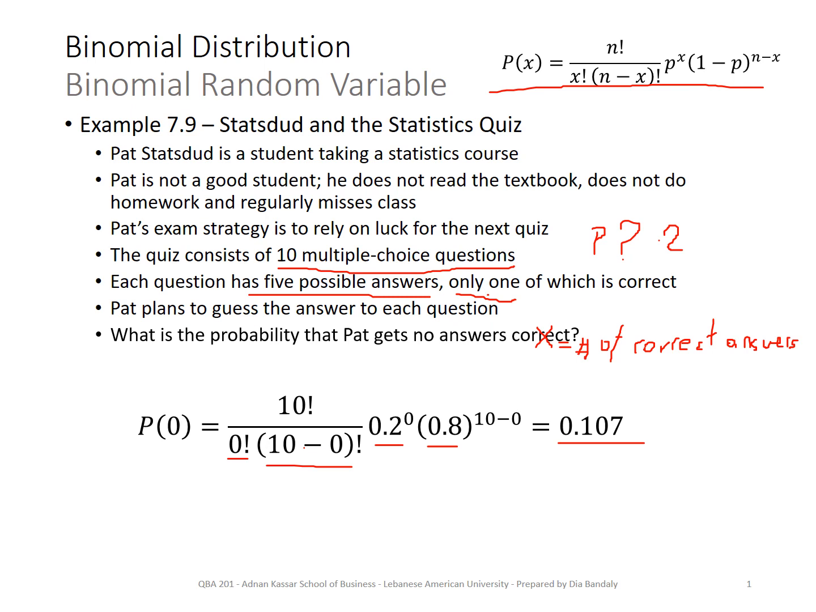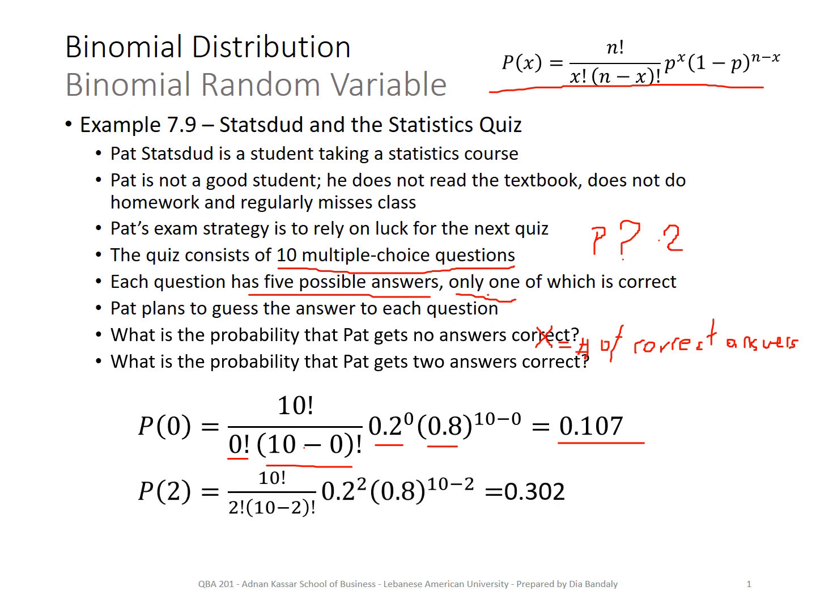All right. Second question, what's the probability that he gets 2 answers? So we're talking here about x equal 2, 2 answers correct. So this is P of 2. All we have to do is also substitute x with 2, and we will have this. So P of 2 will be 0.302. Okay, we will do more questions in later slides.